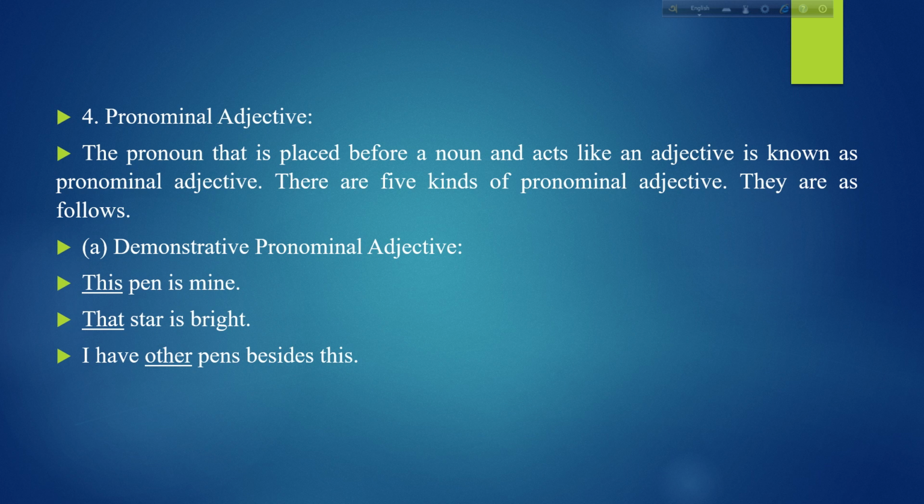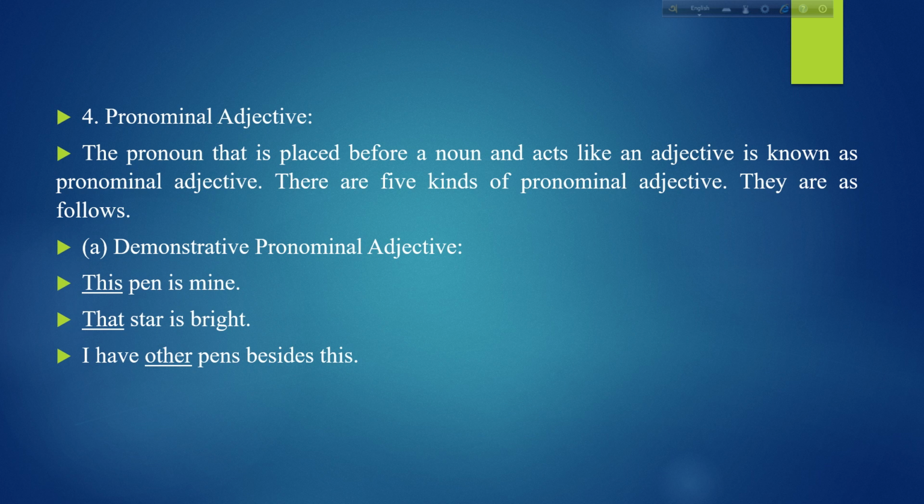Fourth one, the last one, pronominal adjectives, that is the adjectives that originally come from pronouns. The pronoun that is placed before a noun and acts like an adjective is known as pronominal adjective. There are 5 kinds of pronominal adjective. They are as follows. First of all, demonstrative pronominal adjective.